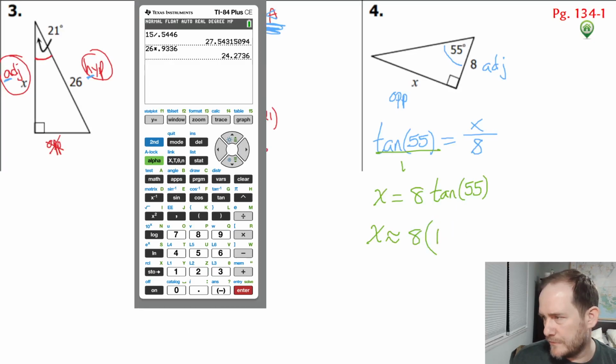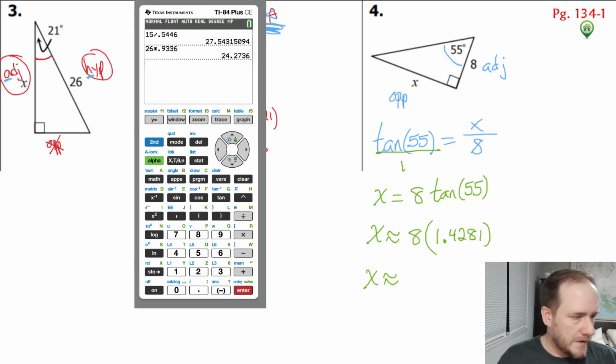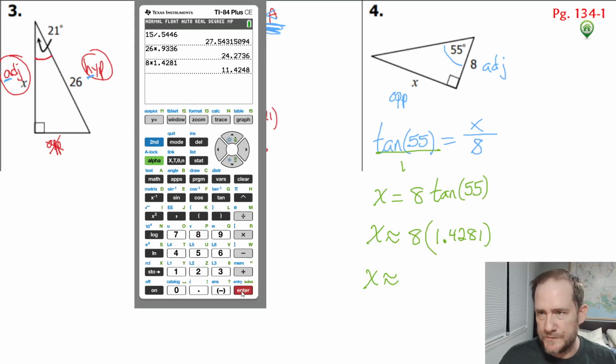So in it goes, 1.4281. That means that x is approximately 8 times 1.4281. Hit the buttons, get an answer, 11.4248.